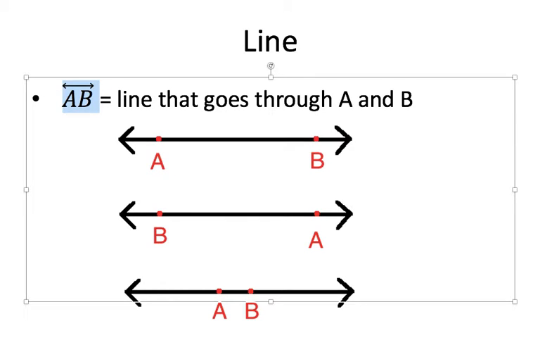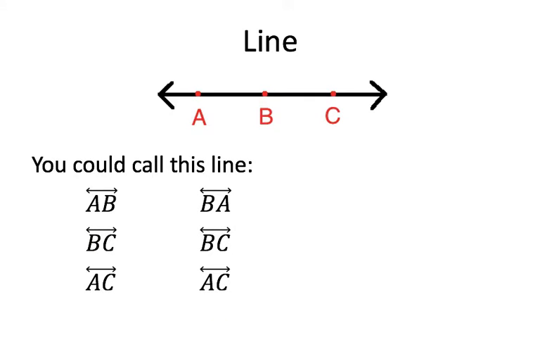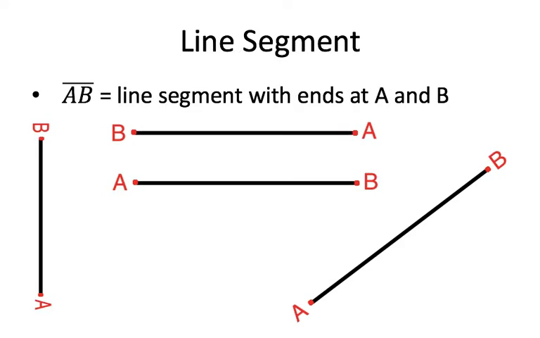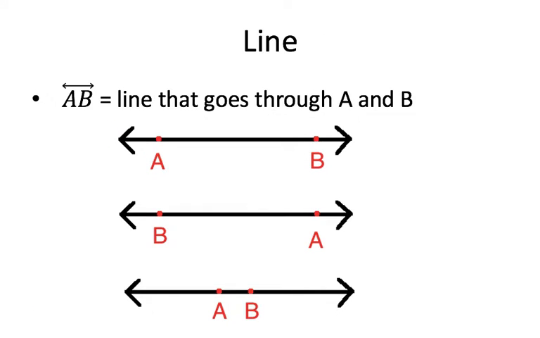All right. And if you have lots of points on the line, like let's say you have these 3 points, you can call this line AB or line BC or AC or line BA, BC, AC, any combination of those three in whatever order. Okay, so line segments have two endpoints. A line has no endpoint, goes in both directions forever.